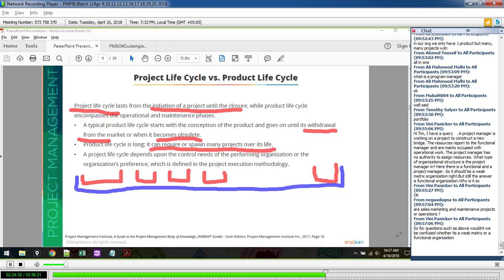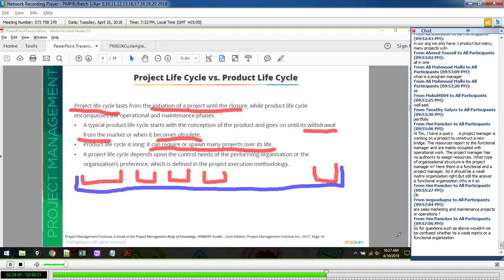So for questions such as above, we would be confused whether it's a weak matrix or a functional organization. We're going to look at that, Vinny. I have some questions, and when I send you the quiz, there's 2 or 3 questions that just play on that, and we'll talk about that, okay?